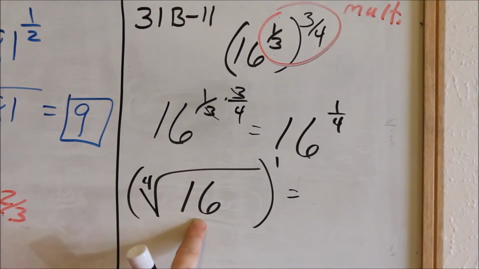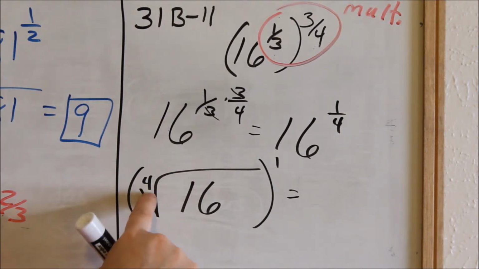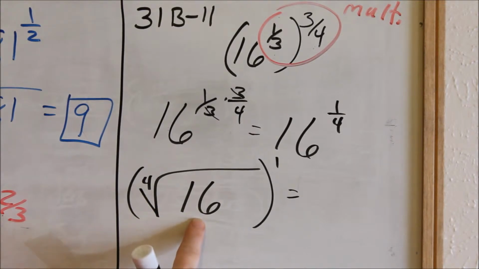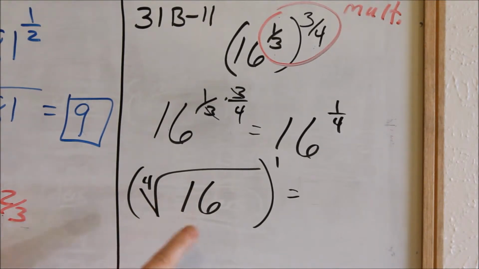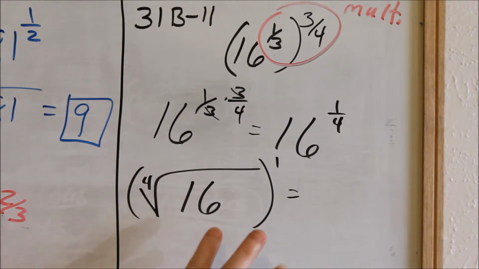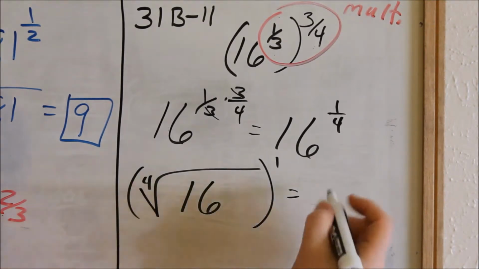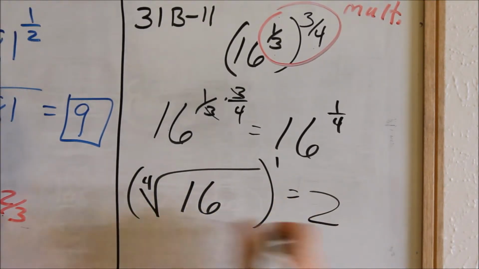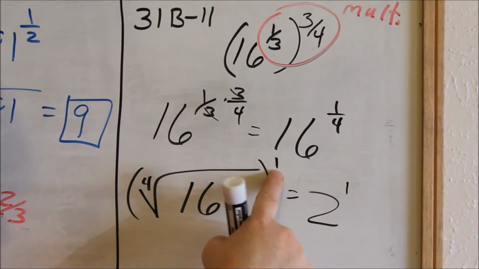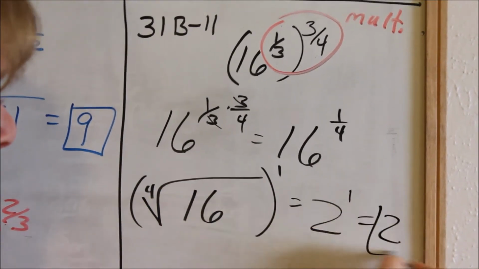Now I have to ask myself, what times itself 4 times gives me 16? That's got to be a pretty low number. So I always think of 2. If I have an even number here, I think of 2. 2 times 2 is 4, times 2 is 8, times 2 is 16. So 2 times itself 4 times gives me 16. Raising 2 to the first power is still just 2.